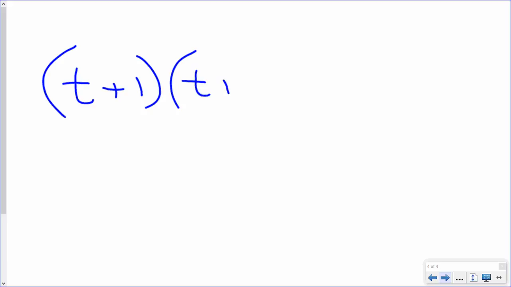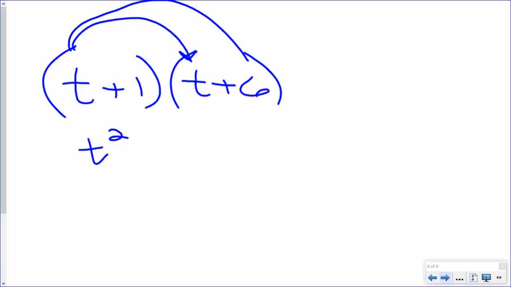Under the same directions, it'll still say multiply to find the answer, except this one looks different. This is multiplying a binomial times a binomial. And when you do that, guys, you can use the table or you can draw the arrows. Both work well. If you did draw the arrows, you would take first times first, which is t squared. Outside times outside, which is plus 6t. Inside times inside, which is plus 1t. Last times last, which is 6.